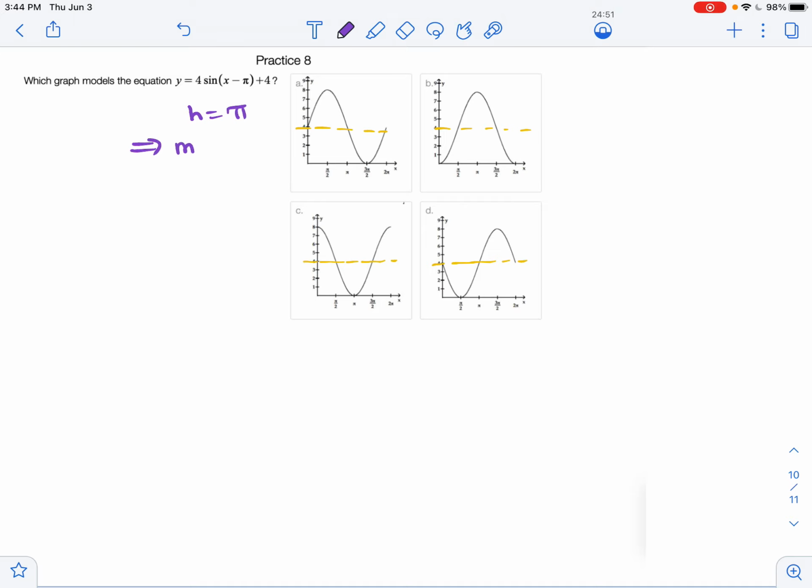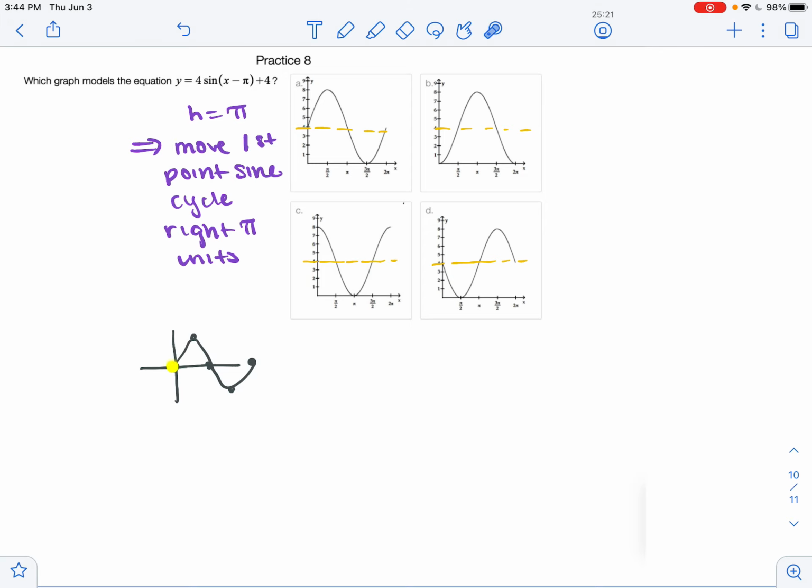What this means is we have to move the first point of our sine cycle right pi units. It's already been moved up 4 units because of k. I want to move it right pi units. Okay, so again, what I'm looking for is this behavior: midline, maximum, midline, minimum, midline. I want that behavior starting pi units to the right.